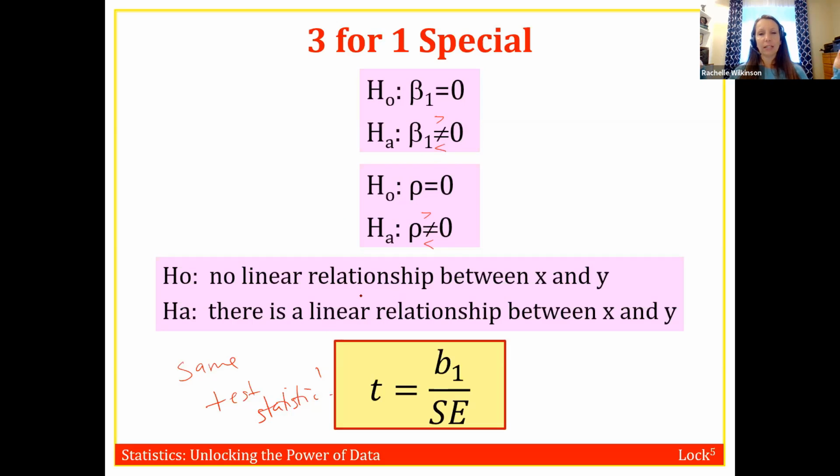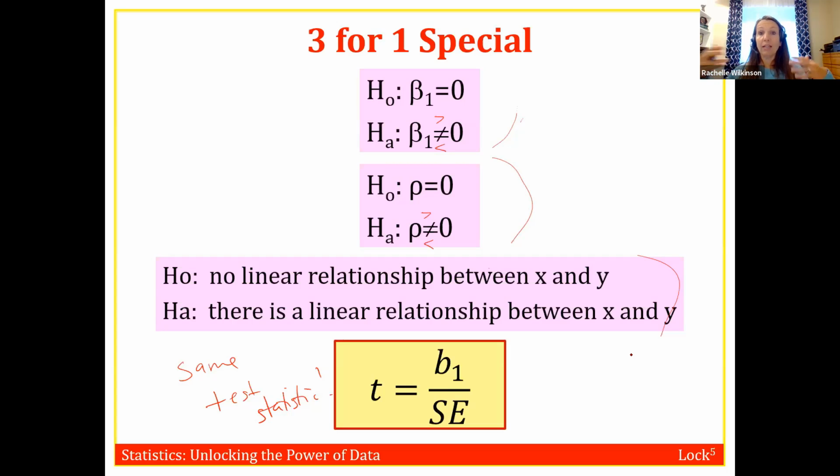So how is this actually going to affect you when you're doing your problems? Well, you just have to be careful when you're reading the problem and see what it asks for. If it's asking you to do a test on correlation, then write your hypotheses using correlation. If it's asking you to do a test on slope, then write your hypotheses using slope. If it's asking you to do a test to see if there's a relationship, then you can write your hypotheses this way.